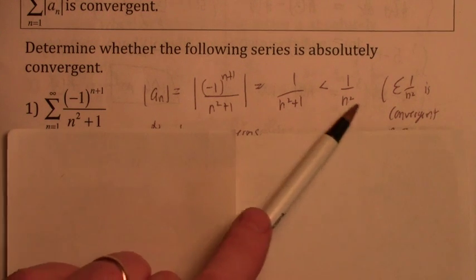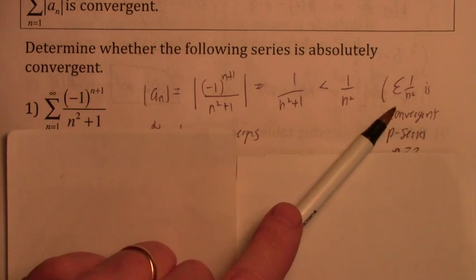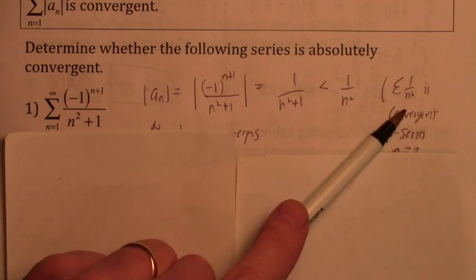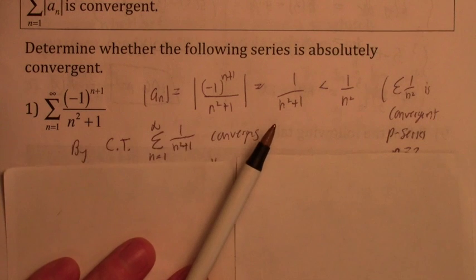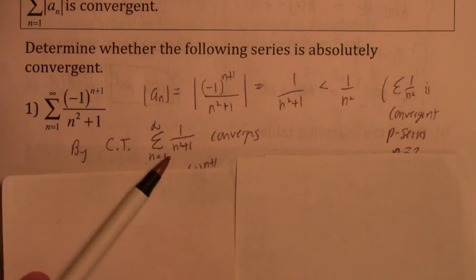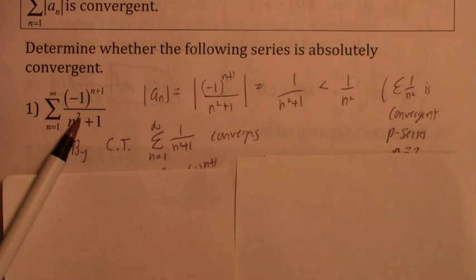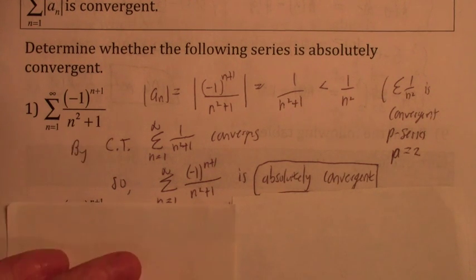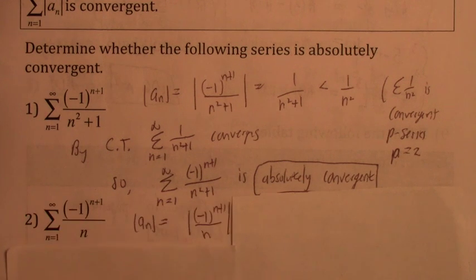And furthermore, this series is a convergent p-series. Don't say this converges. That doesn't make any sense. This series converges. So by the comparison test, I know that this series converges. If this series converges, then that means that this series is absolutely convergent. So this series is absolutely convergent, you see? So take the absolute value of the terms, and if the series with the absolute values converges, then we say the original series is absolutely convergent.